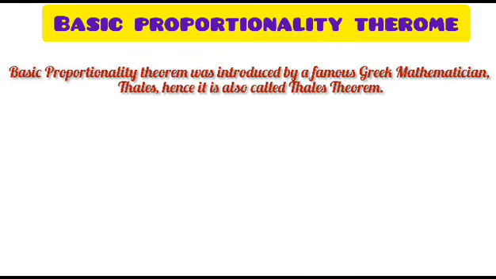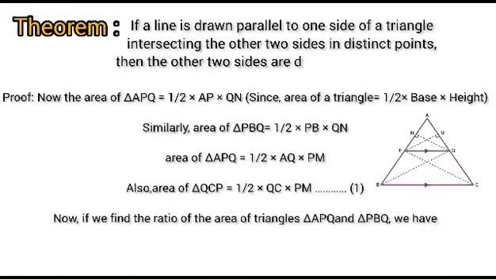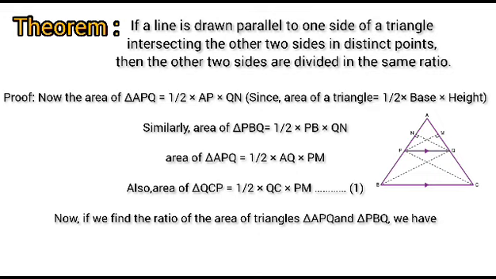The next concept is the basic proportionality theorem (BPT). The basic proportionality theorem was introduced by a famous Greek mathematician Thales, hence it is also called Thales theorem. Let us now try to prove the basic proportionality theorem. The theorem states that if a line is drawn parallel to one side of a triangle intersecting the two other sides in distinct points, then the other two sides are divided in the same ratio.